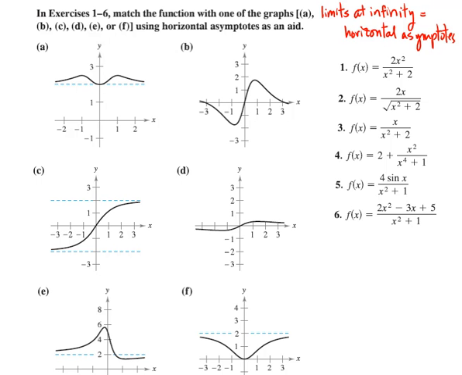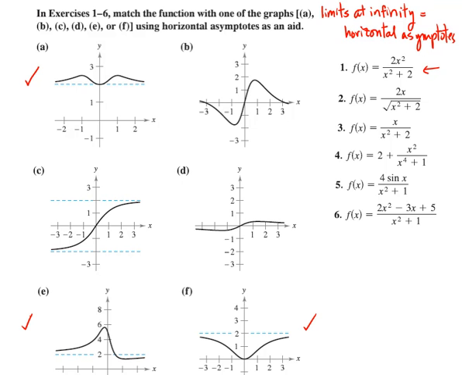Now we can either begin by analyzing the graphs or by the functions. One thing that I notice is that A, F, E all have horizontal asymptotes at y equals 2. So we need to find some way to distinguish among them. And if we start with looking at these, we go over to the function definitions.